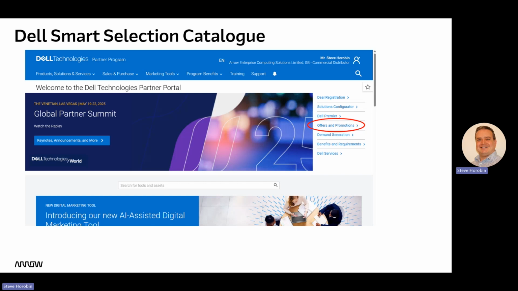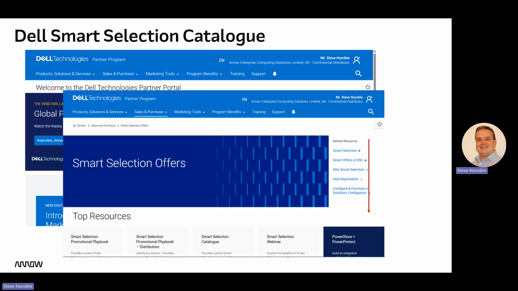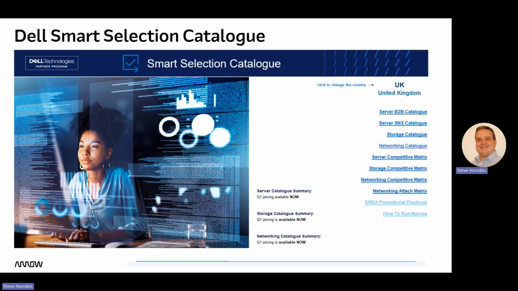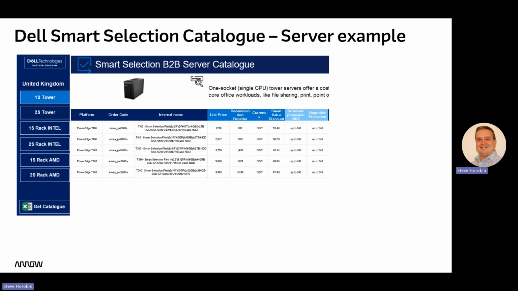So getting into the Smart Selection catalog is very straightforward. Go to the Dell portal. Over on the right-hand side, click on Offers and Promotions. From the Offers and Promotions screen, scroll down a little bit and you'll see the Smart Selection catalog. There's a button there that says Download Now. Once you press on that, that'll download an Excel spreadsheet, which looks like this. Now, from within the spreadsheet, you have a number of options to look at based on server, storage, and networking. So what I'm going to do now is take you through a build around a server.